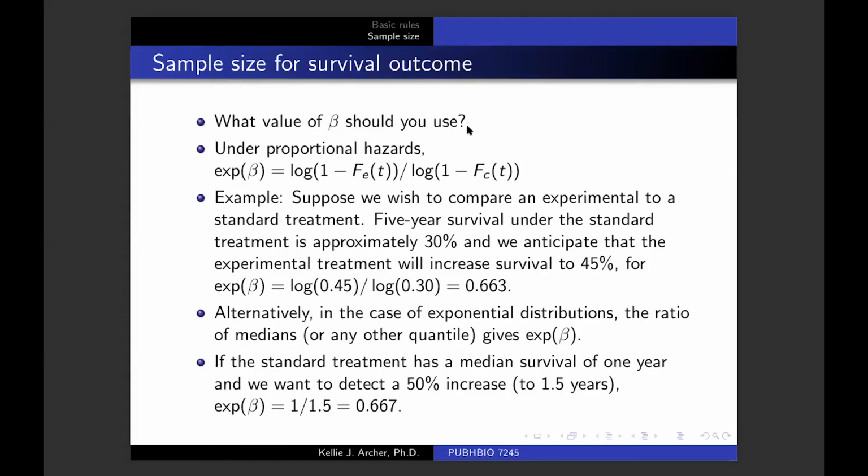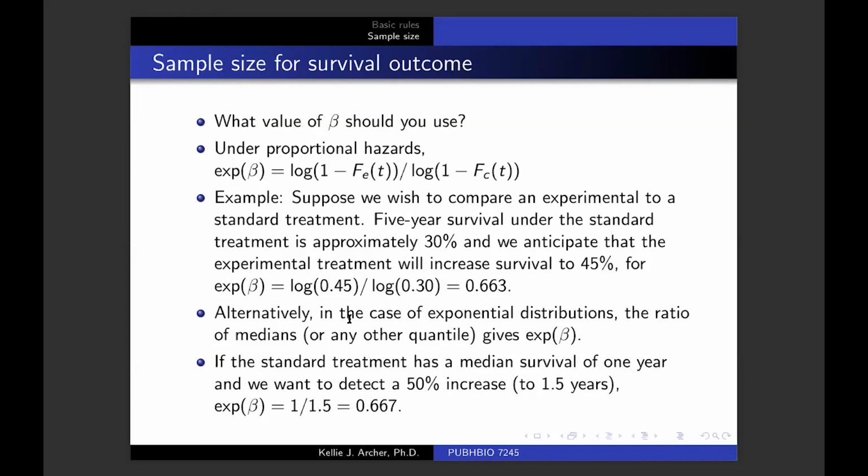What can be difficult in the survival outcome is to determine what size of beta you should use. Under proportional hazards, beta would be equal to this expression. So suppose you wish to compare an experimental to a standard treatment, and that 5-year survival under the standard treatment is approximately 30%, and that we anticipate that the experimental treatment will increase survival to 45%. So we can calculate our beta using this quantity.